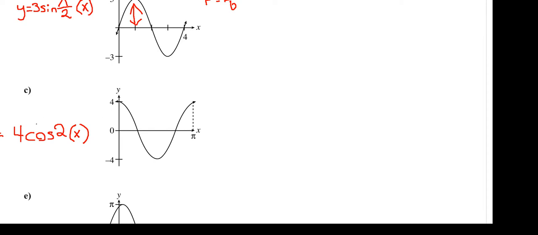So the amplitude here is 4, and it is a positive cos graph. The period is pi, so what we would do is 2 pi over the period. What's pi? Pi's cancel out. B factor is 2.